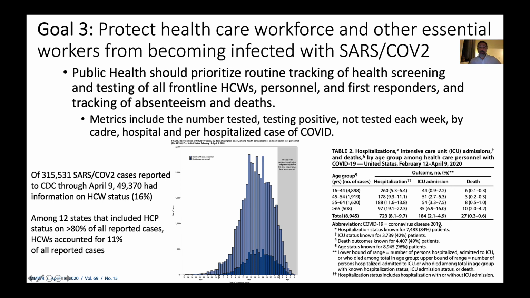So to really have an effective public health response that prevents community transmission and prevents morbidity and mortality, we need to make sure that our healthcare workers and frontline workers and essential first responders and essential workers are protected. And this is something I hope we do a better job of the next time around.